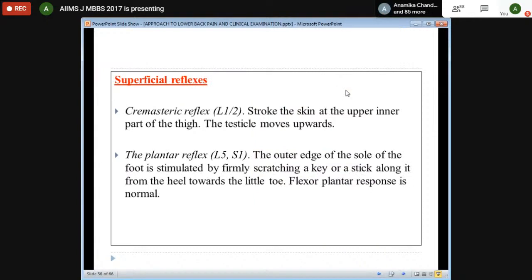Now superficial reflex, cremasteric reflex, root values are L1, 2. What you do is stroke the skin at the upper inner aspect of the thigh, and the testicle moves upwards. Usually this is very well noticed in children.